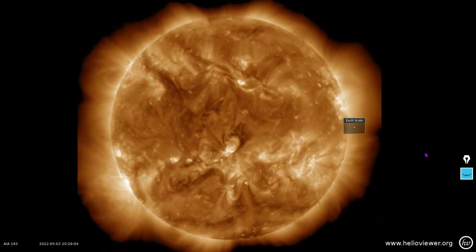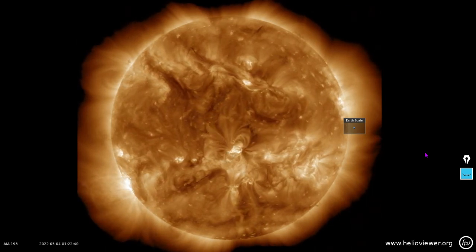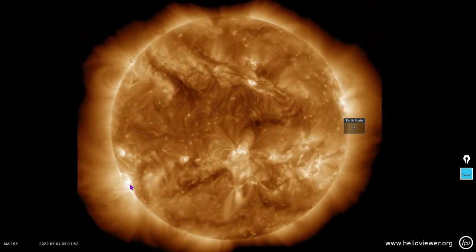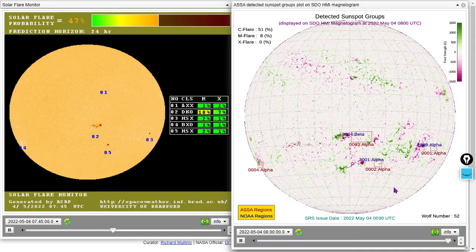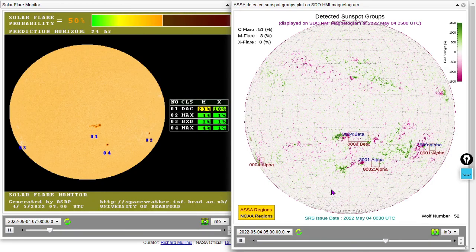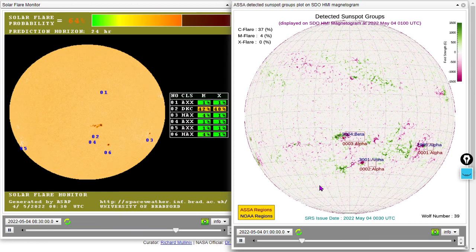And we saw an X-class and a couple of M-class flares come out of this new sunspot, which doesn't even have a name yet. What do you think it ought to be called? Let us know in the comments. It's going to be called 3006, if you're wondering.